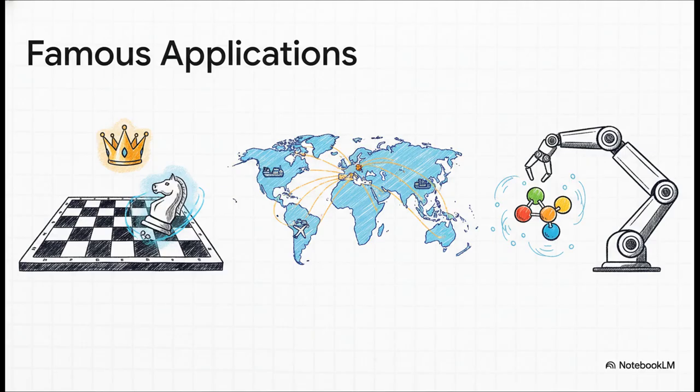AlphaZero didn't just learn to play chess and Go. It basically rediscovered centuries of human knowledge on its own and then invented completely new, almost alien-like strategies on its way to becoming the greatest player the world has ever seen. Now, that same idea, combining search with learned intuition, is being used to solve really hard real-world problems.